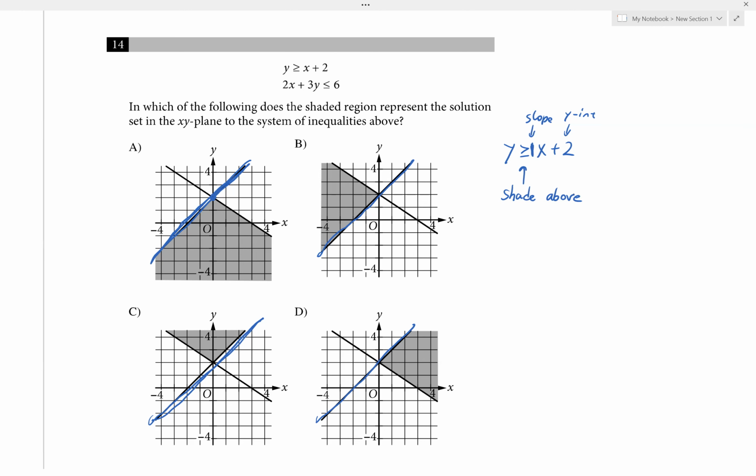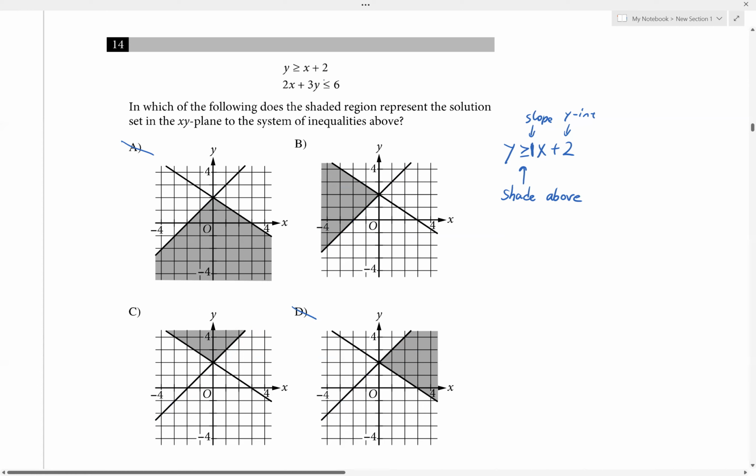So which one can we eliminate? We can eliminate A because the shaded region is below right now, and it should be above. So B is good, the shaded region is above the line. And C is good because this shaded region is part of above the line. And D is no good because this part here is actually below the line. So we can eliminate A and D based on the first inequality. Now to differentiate between B and C, that's where we have to look at the second inequality.